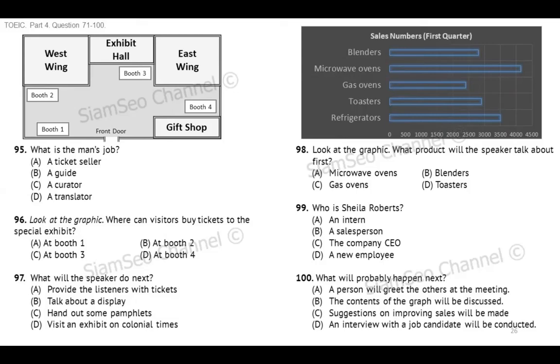Number 98, look at the graphic. What product will the speaker talk about first? Number 99, who is Sheila Roberts? Number 100, what will probably happen next?